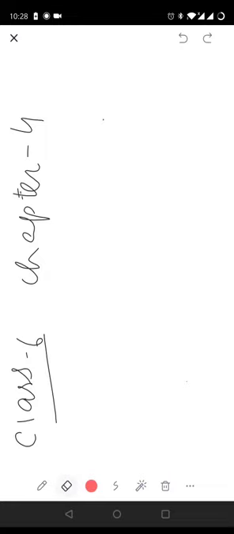Relative pronoun, basically, is a word which joins two sentences.